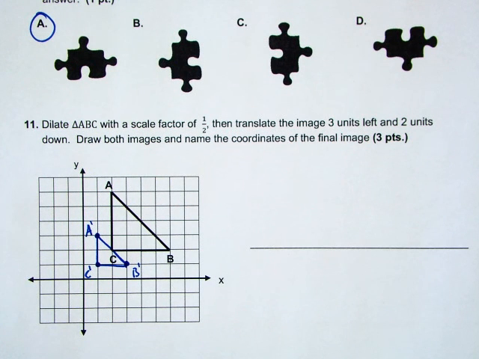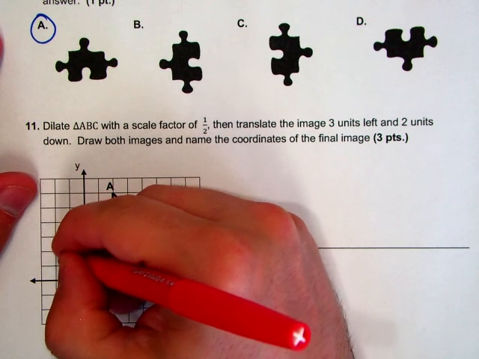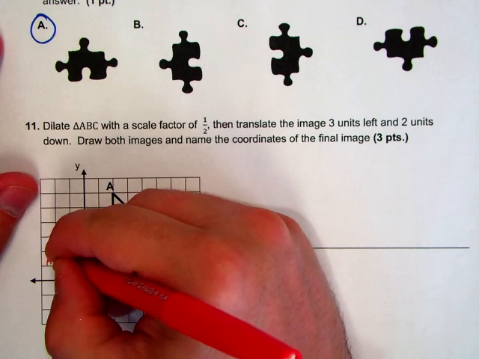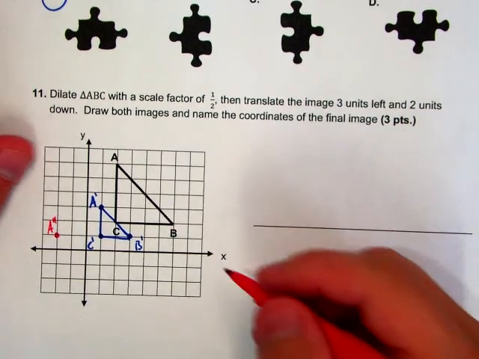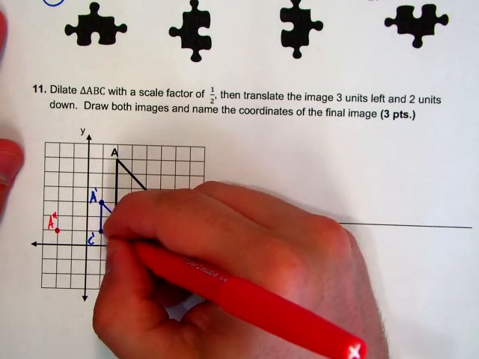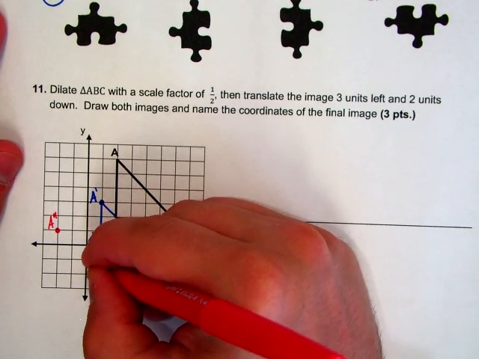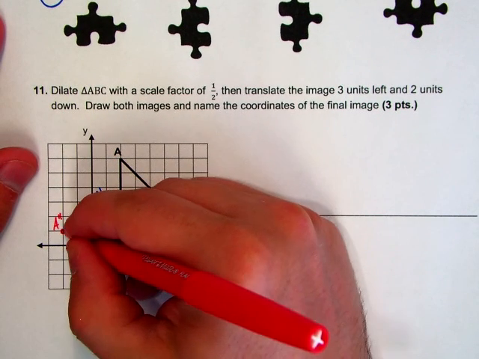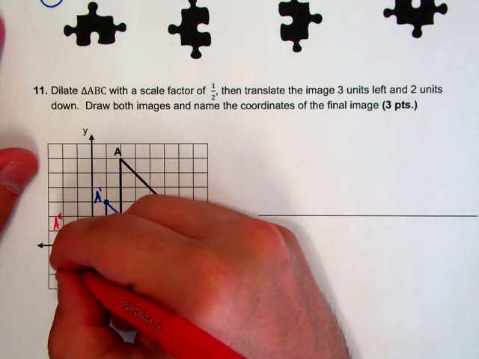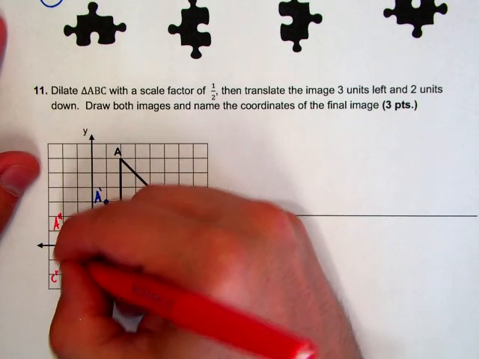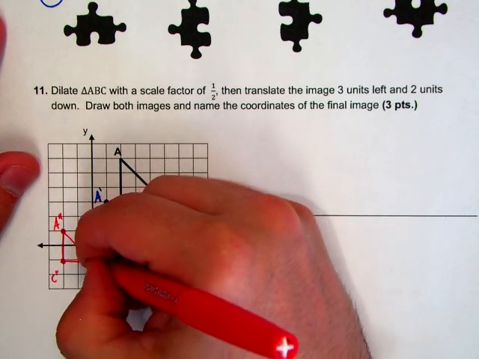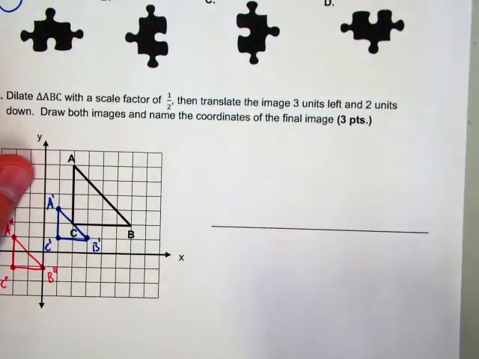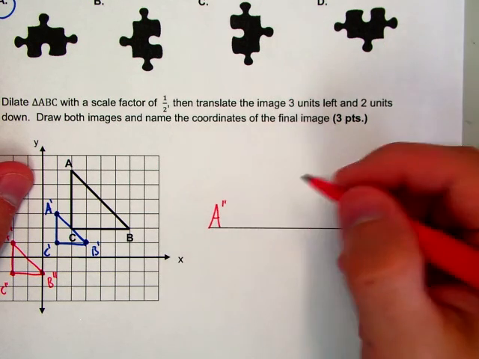Next one, it says translate 3 units left and 2 down. So 3 left and 2 down means I go 1, 2, 3, 1, 2. So here's A double prime. B double prime, 1, 2, 3 to the left, 1, 2 down. And C double prime, 1, 2, 3 to the left, 1, 2 down. So my new triangle looks like that. And then label the vertices of the final image.